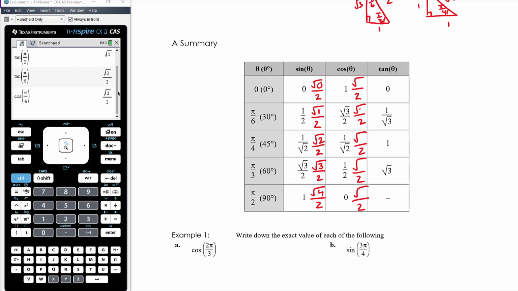So these are exactly the same, but in reverse. Root 0 on 2, which is 0. Root 1 on 2, which is 1. Root 2 on 2, which is the same as 1 on root 2. Root 3 on 2, and root 4 on 2, which is 2 on 2. And then from those, to generate the tan values, you really need to do your sine divided by cos to give you tan. Okay? So 0 divided by 1 is 0. Half divided by root 3 on 2 is half times 2 on root 3. And so your 2's cancel out and you get 1 on root 3. Okay. And you can generate them in that way. But again, use the triangles. Honestly, it's very easy. Try and practice it, see how you go.